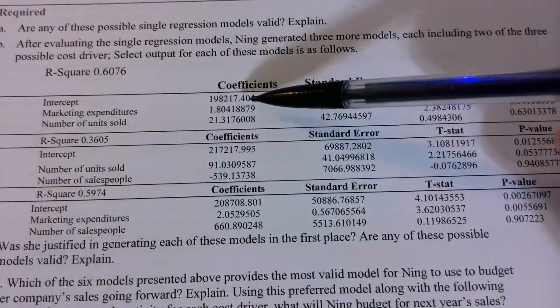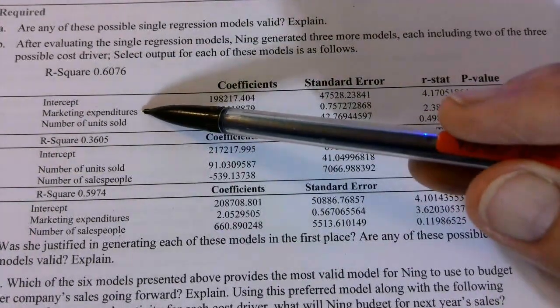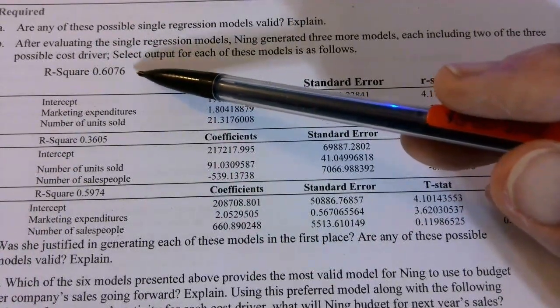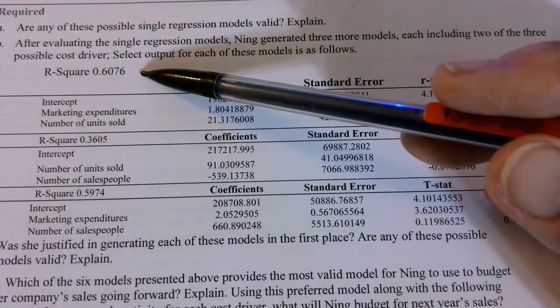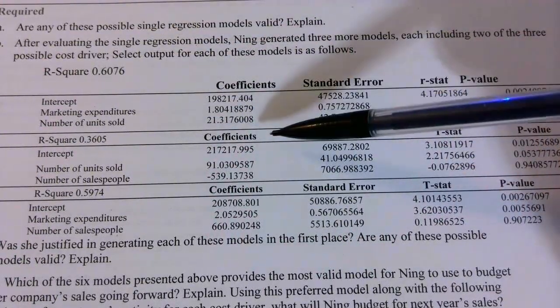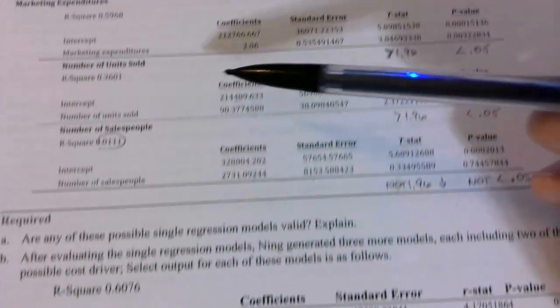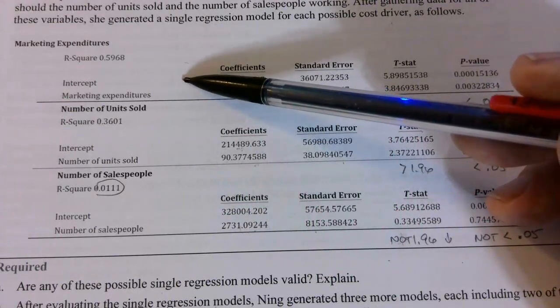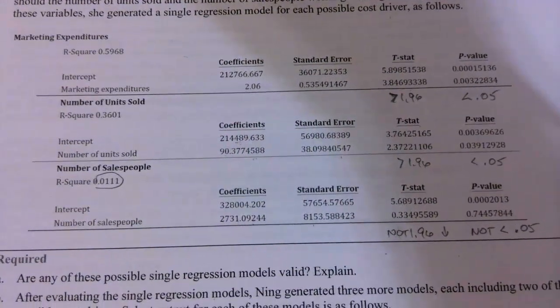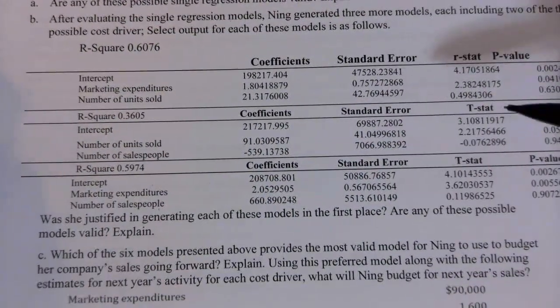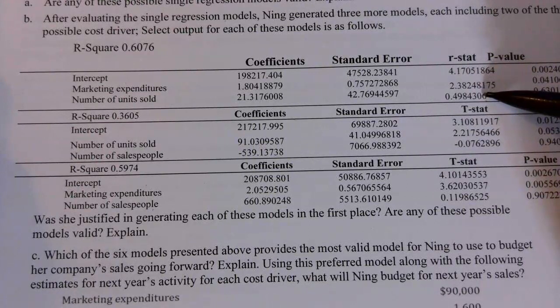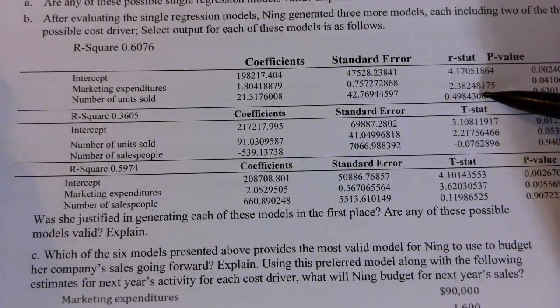For marketing expenditures and number of units sold, the R-square is 0.6076, so over 61%. The model fits pretty well, but not all that much better than marketing alone. When you add other variables in, it kind of muddies the water a little bit. You really only want to add them in a limited number if they really add value to the model. I'm not sure it adds value, but it's not bad.